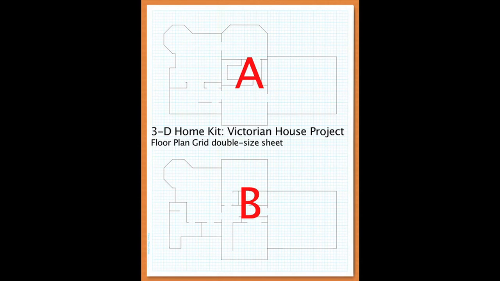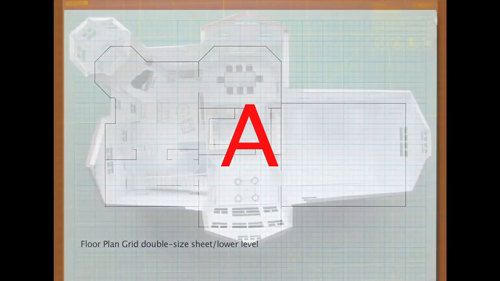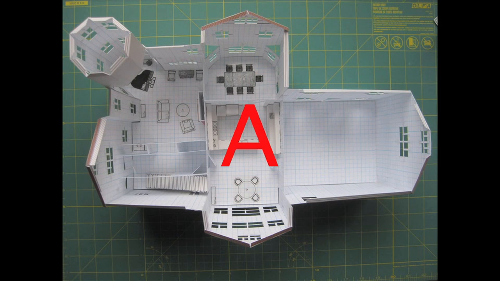This is the 3D home kit double-size floor plan grid sheet. The floor plans for both lower and upper floors are drawn on this sheet. You will need to print or copy each of these sheet layouts, then draw them on the grid side of each kit sheet. Make sure your computer is set for the highest quality image.